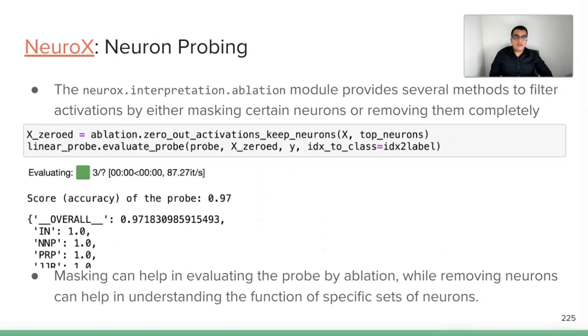The ablation submodule can then be used on these extracted neurons to further evaluate our probe and selection. For example, we can mask all non-top neurons and evaluate our probe, and the accuracy should remain relatively high since we are only making use of top neurons. The example method shown here is a masking method, but other methods are also provided that completely remove certain neurons to evaluate those sets more independently.